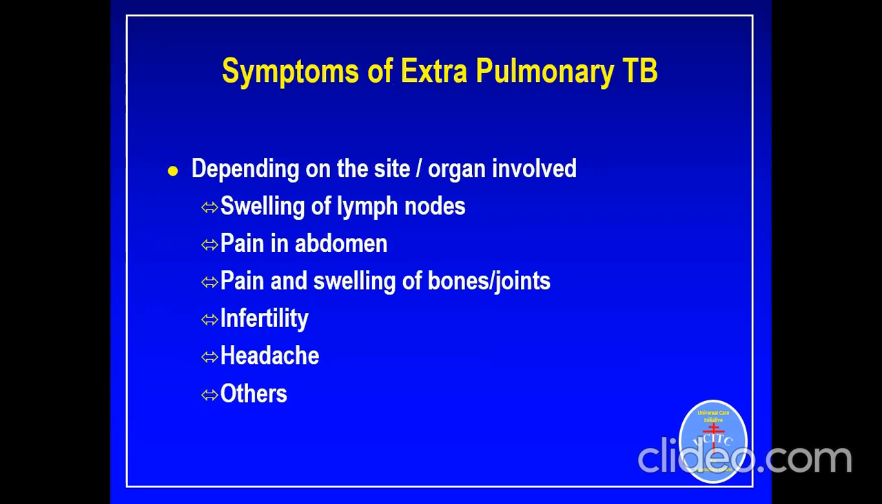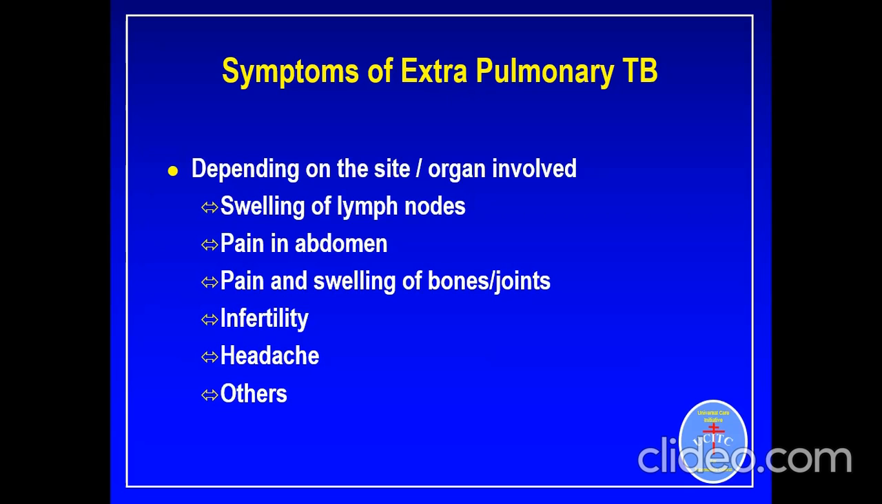Symptoms of extrapulmonary tuberculosis depend on the site or the organ involved. Commonly seen are the lymph nodes. If you see people having cervical lymph nodes, swelling in the neck region, this is the commonest form of tuberculosis. If there is abdominal tuberculosis, there are some 5 or 6 varieties of abdominal tuberculosis.